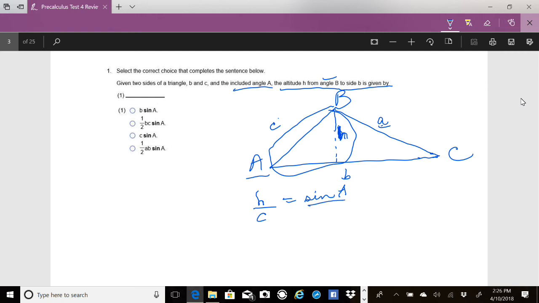So very quickly now we can cross multiply and say that H is equal to C times sine of A. So the answer here is that H is equal to C times sine of A.